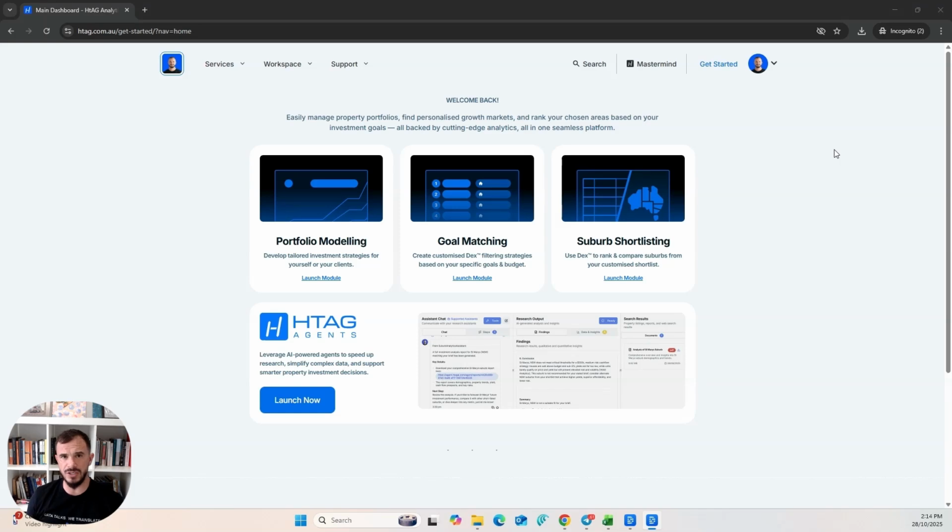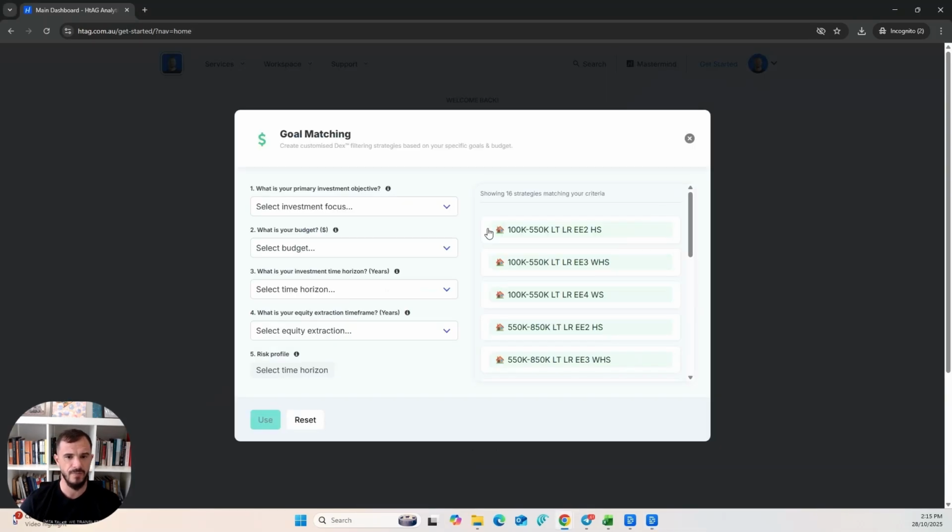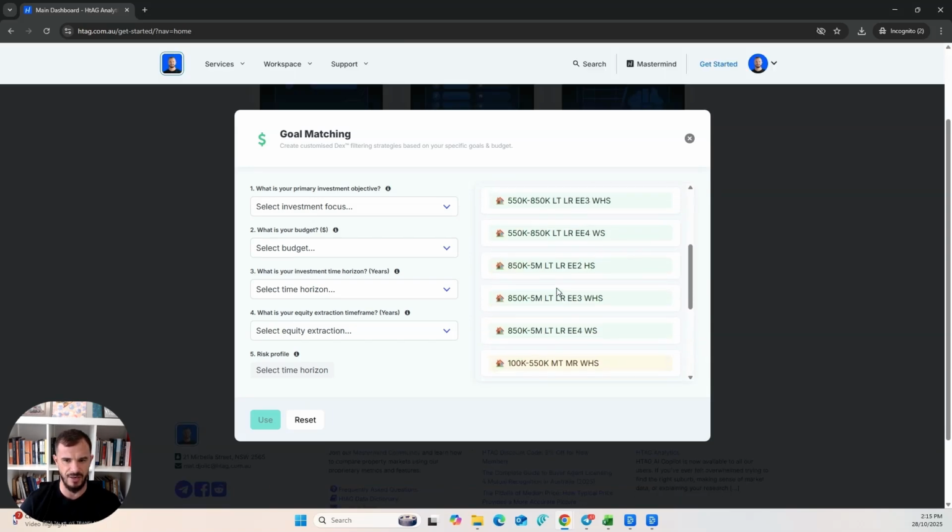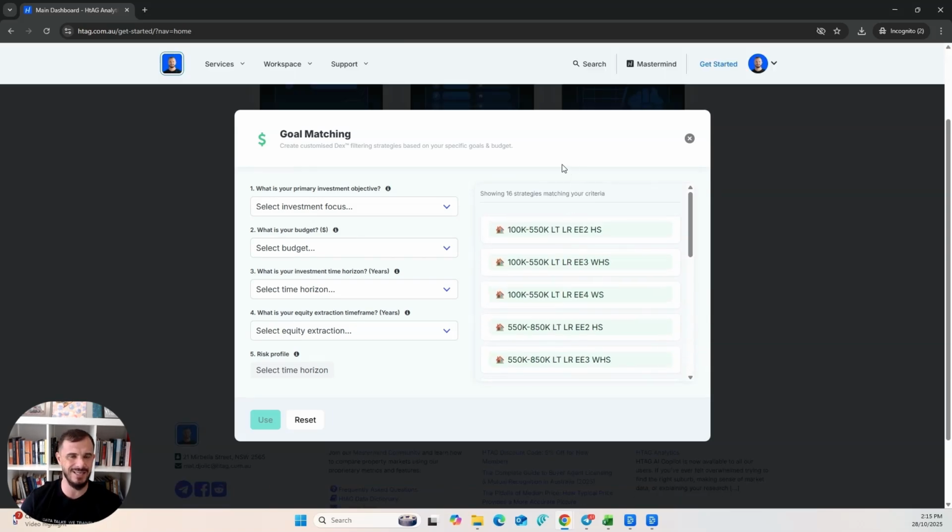So we call this the goal matching process, or the goal matching technique. And the easiest way to do that is to access our goal matching card on our dashboard. If you click on it, you will see multiple strategies, exactly 16 different strategies that fit 16 different variations of brief. And these strategies are dynamic and will compress as you answer certain questions.